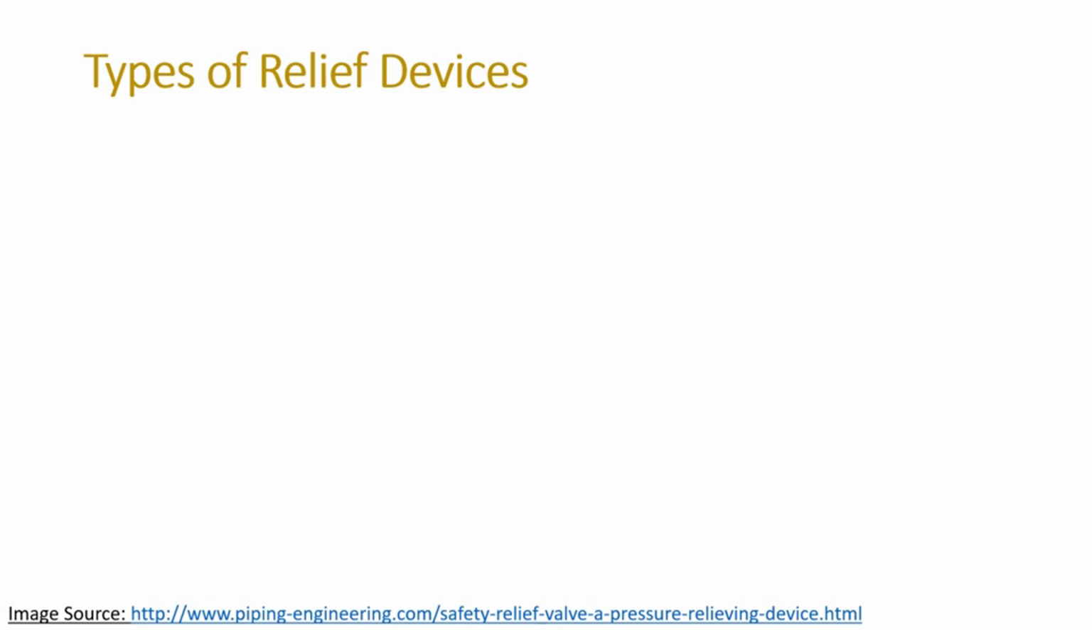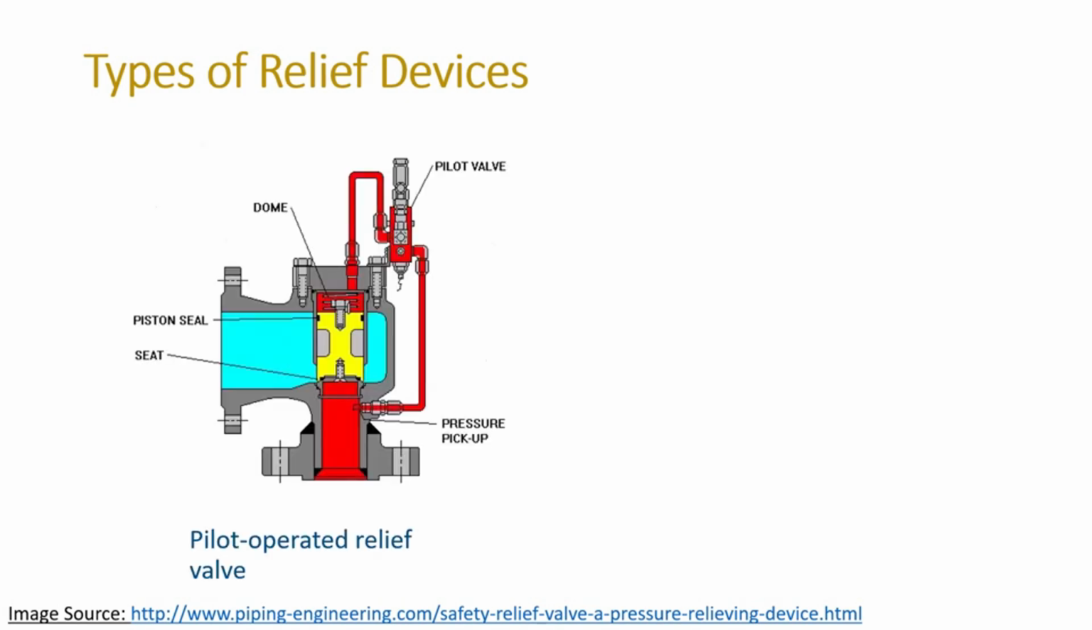Another type of relief device is the piston-type pilot-operated safety relief valve. Some of the key components to point out here: first, in yellow, we see the piston, and we see the valve seat here, with red being the process fluid. We see the pilot valve and the valve dome, and red indicates our process stream here. So we see the same pressure on the process side and on the dome side of the piston.